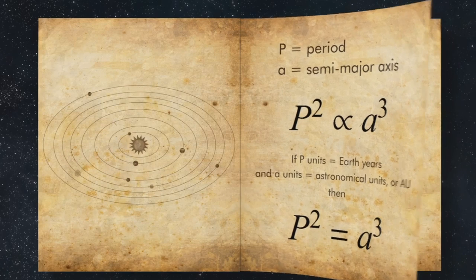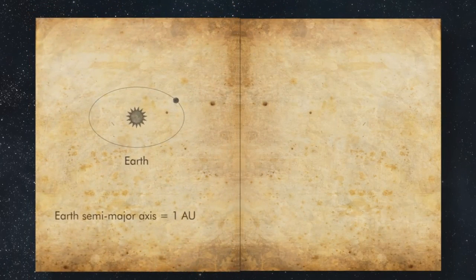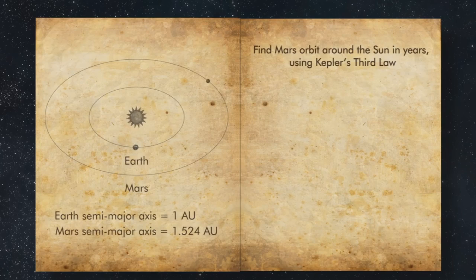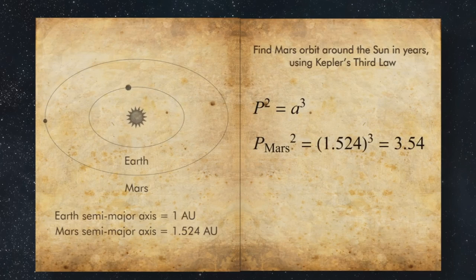Let's try it out. Earth's semi-major axis is 1 AU, because that's the definition of an astronomical unit. Mars is farther from the Sun. It has a semi-major axis of 1.524 AU. We can use Kepler's third law to figure out how long it takes Mars to complete one orbit around the Sun. That is, how many Earth years make up one Mars year. The semi-major axis 1.524 AU cubed equals 3.54, and the square root of that gives us Mars' orbital period, 1.88 Earth years.